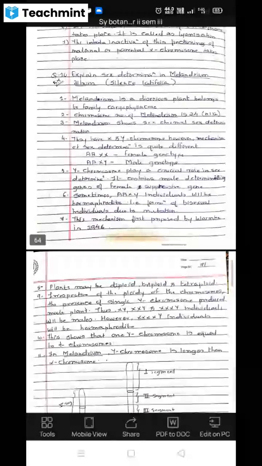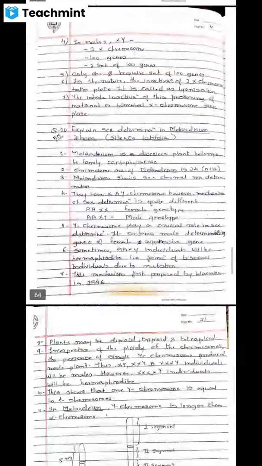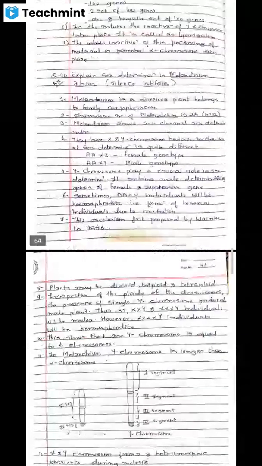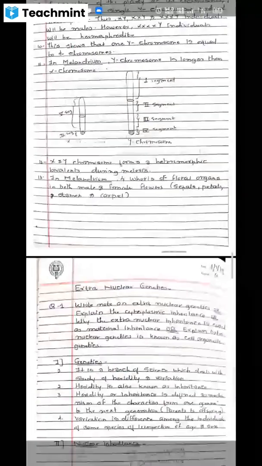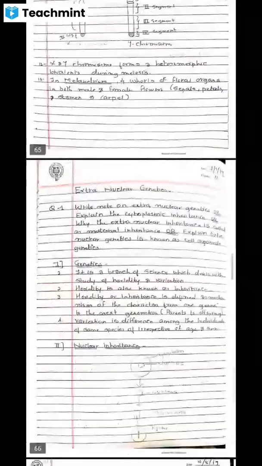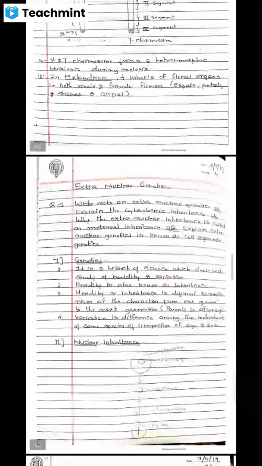So only the last part in this unit, that is extranuclear genetics, will remain, and we will start it in the next lecture.